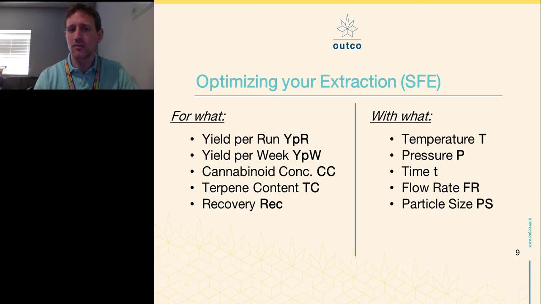But if I have unlimited material, or more than I might be able to process, I want to consider how I can produce the most per week. So that's a time factor here, and I'm looking for maybe high turnover. It is slightly different to yield per run. I can also consider cannabinoid concentrations. So how do I make a very nice pure extract, high in cannabinoids, so that I don't have to make too many post-processing steps?